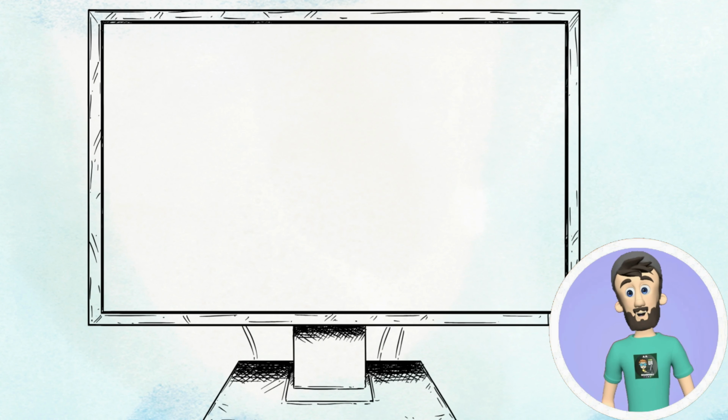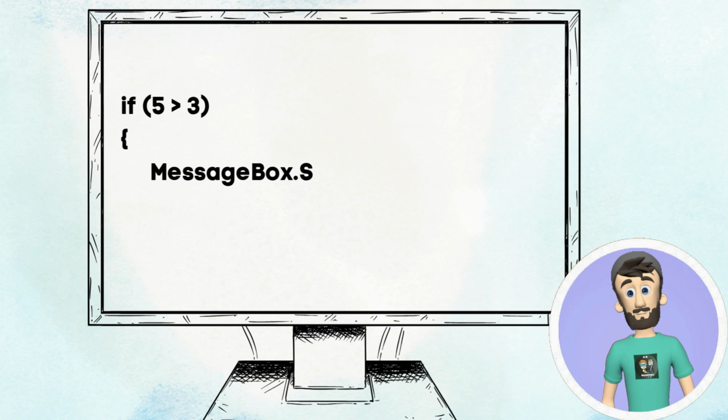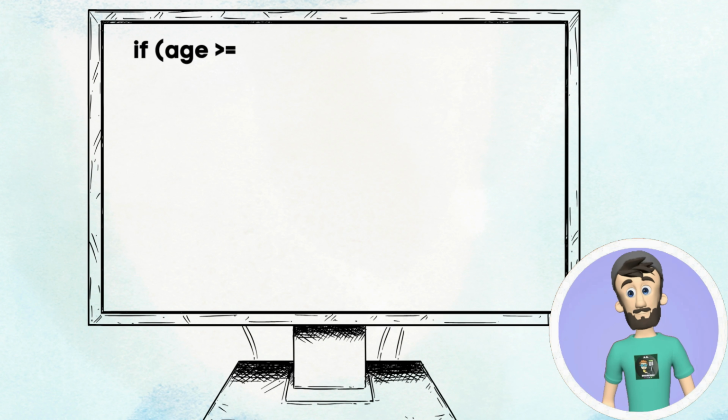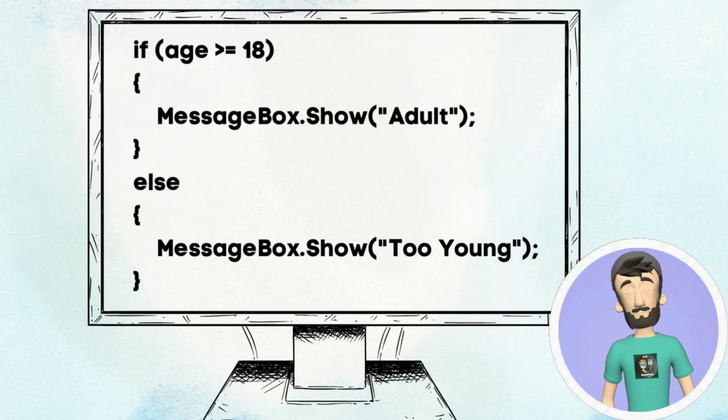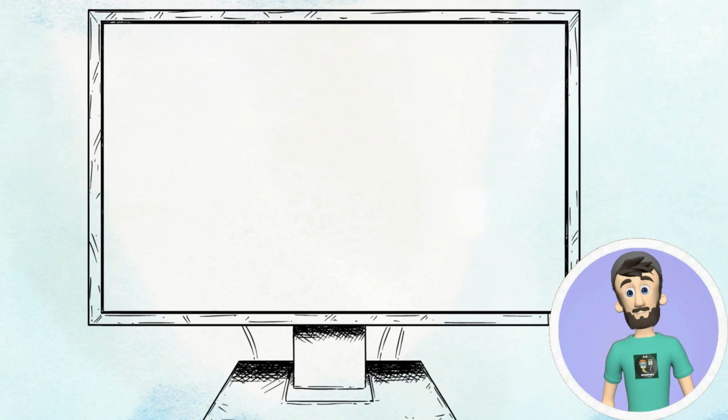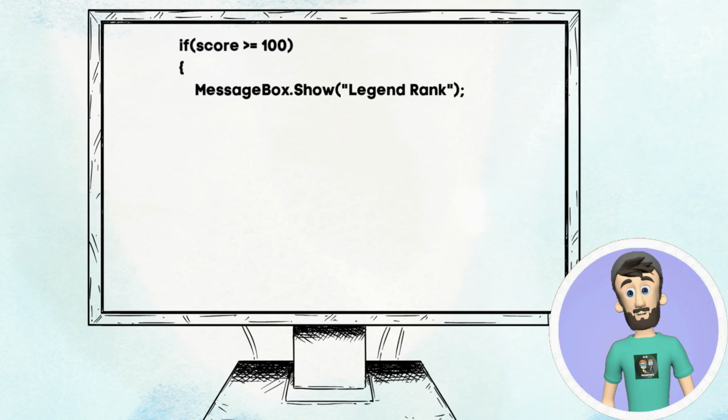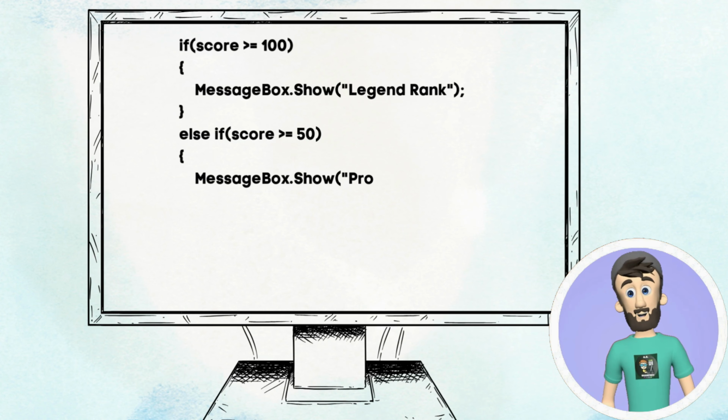C# checks the condition inside the brackets. If it's true, the code runs. If it's false, it skips everything. But what if we want something else to happen? If the condition is true, the first block runs. Otherwise, the else block runs instead. Now things get really interesting. Sometimes apps need multiple decisions. This allows your app to check multiple conditions step by step.